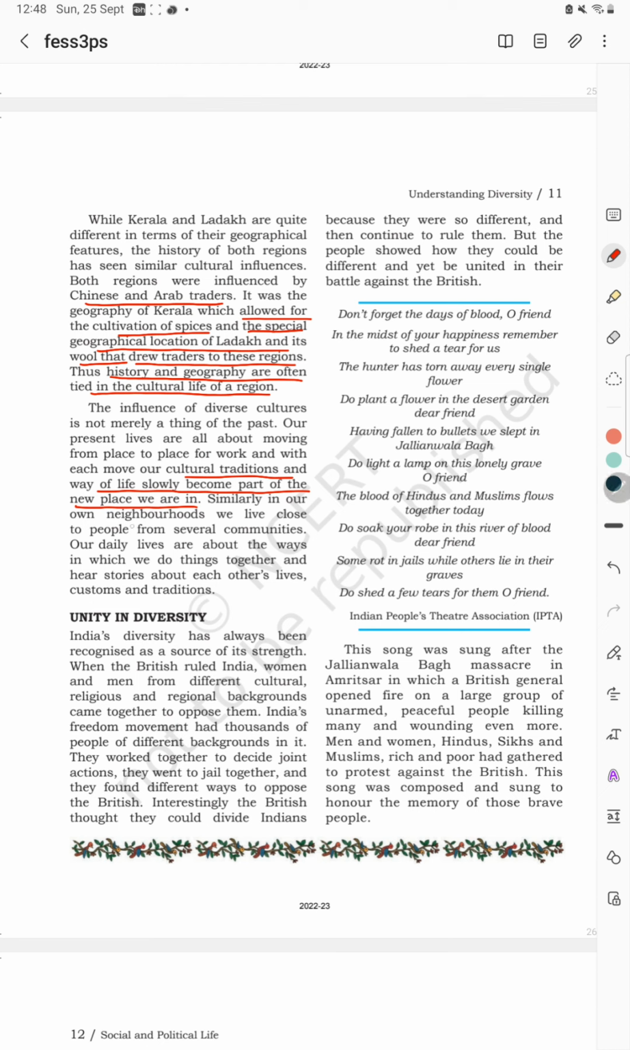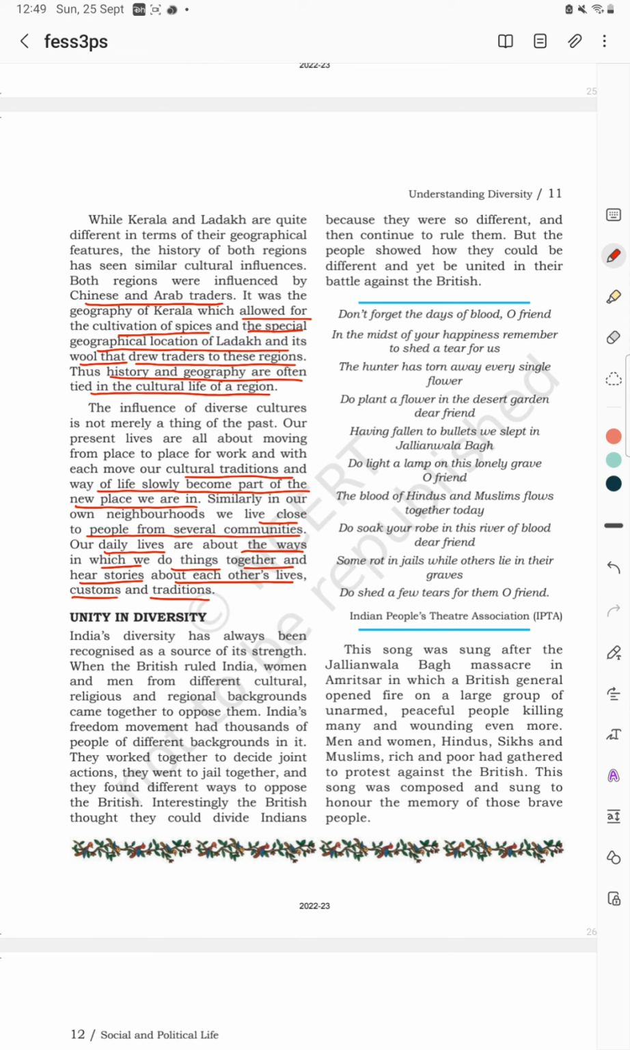Similarly, in our neighborhoods, we live close to people from different religious communities. Our daily lives are about the ways in which we do things together and hear stories about each other's lives, customs, and traditions. Even in urban areas, people from different parts of the country come there for work and live very close to each other. So that is the way of life.